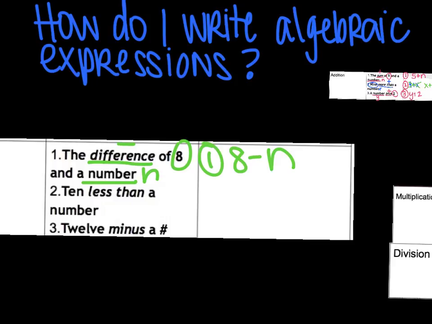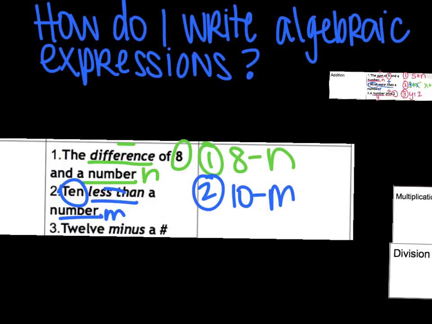Number 2, 10 less than a number. 10 is our number. Less than means subtraction. A number that we don't know, let's go with m this time. So 10 minus m. But it has the word than on it. Whenever you see that, you have to change the order. So I'm going to change this one to say m minus 10 instead. So you have to reverse the order.